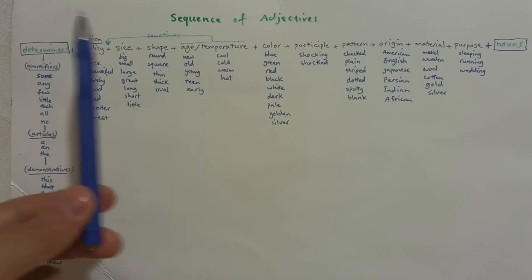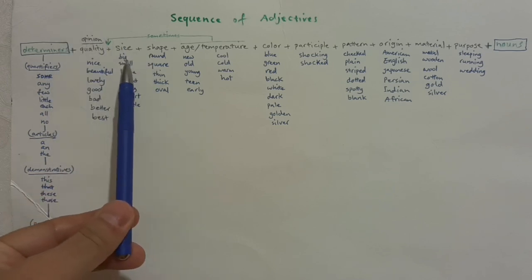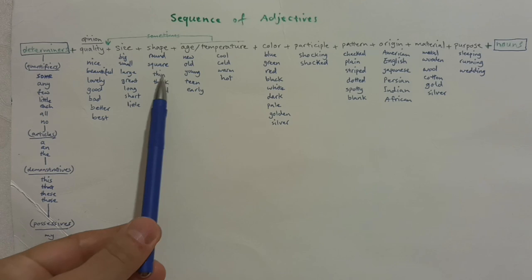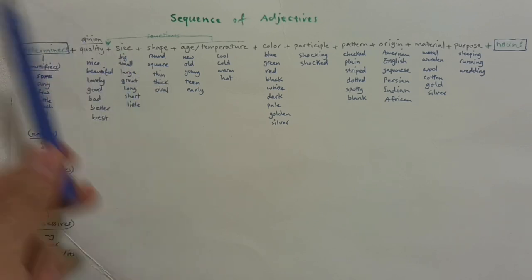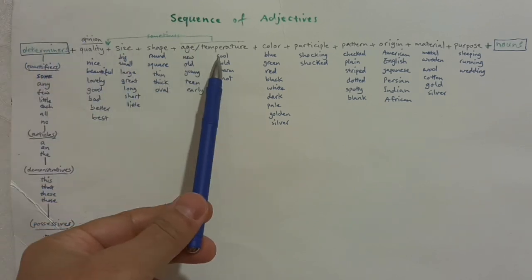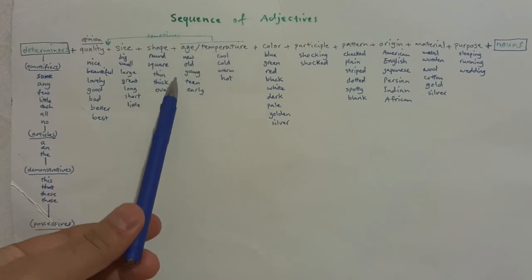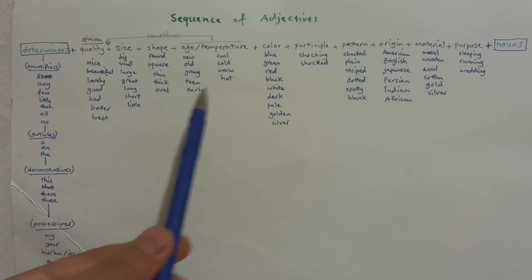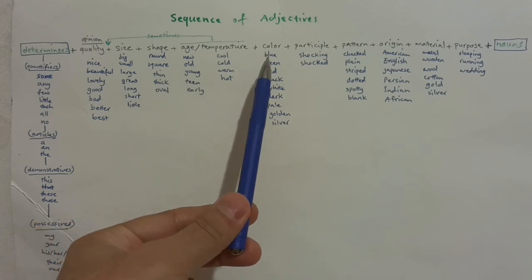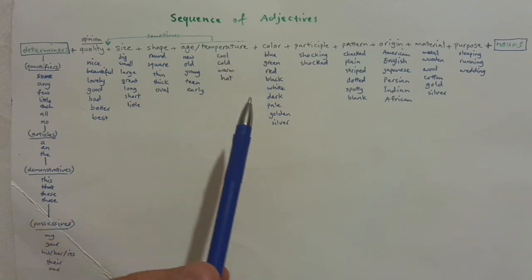After the adjective of size, we use shape, like round, square, thin, thick. And then we use the adjectives of age or temperature, or the other way around. Age, I mean new, old, young. Temperature, like cool, cold. And the adjective of color goes next, like blue, green, red, silver, golden.